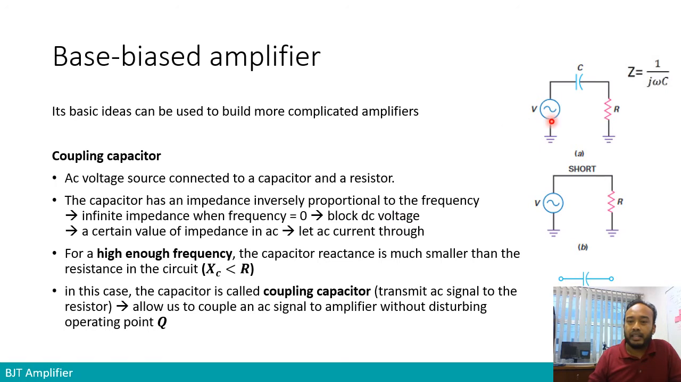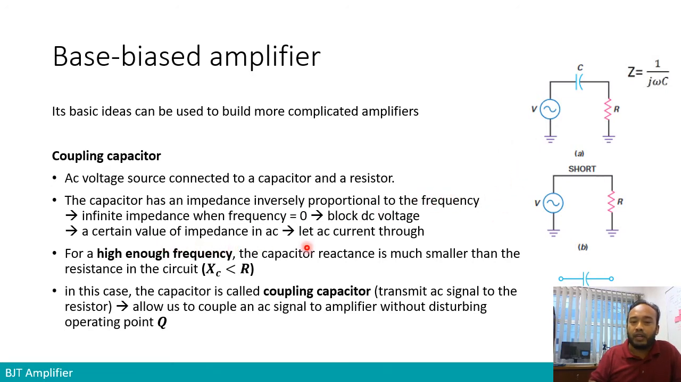So let me re-explain. If we have a frequency that is close to zero, so omega, which is 2 pi f, equals zero, therefore we have infinite impedance. Infinite impedance means infinite resistance, so basically the current could not pass. Therefore, if the frequency is zero, which is equal to having DC voltage, then in DC voltage, current will not pass through a capacitor. So it can be considered as an open circuit, right?